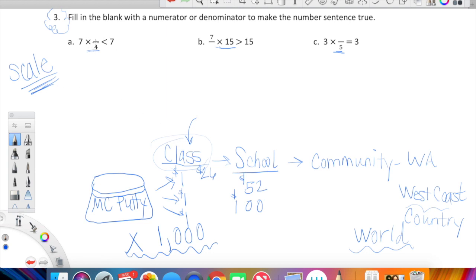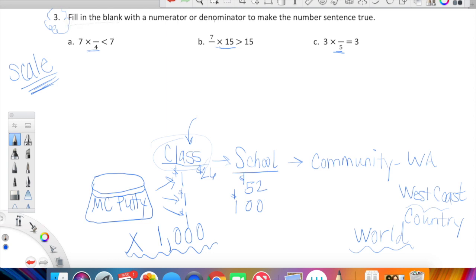Cool. And so what we're doing in this lesson, you guys, is just thinking about what happens to numbers when you multiply them by different scales, when you multiply them by a fraction or by a whole number or whatever. We're just thinking about what happens to numbers when we multiply them by different amounts.